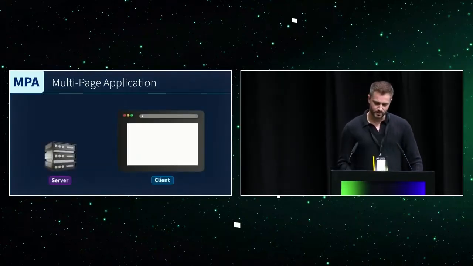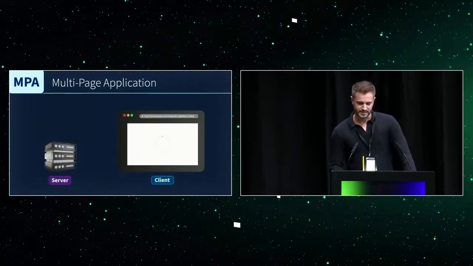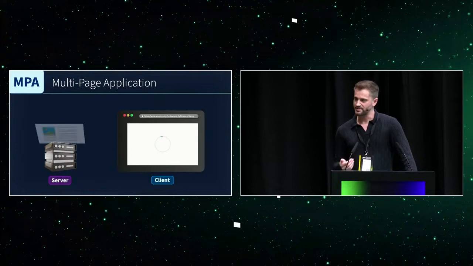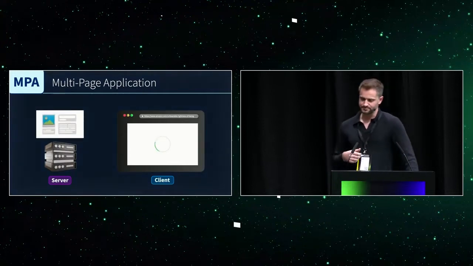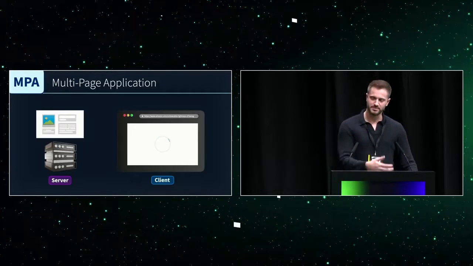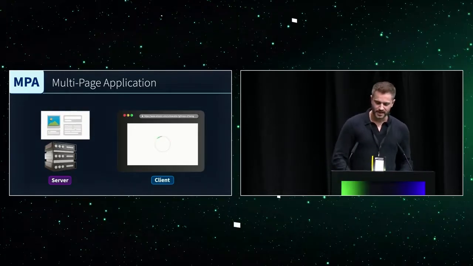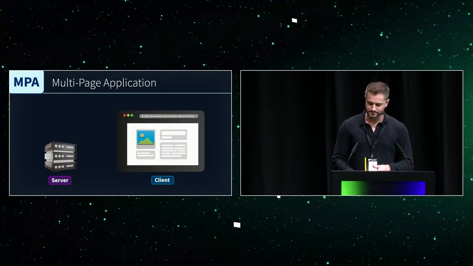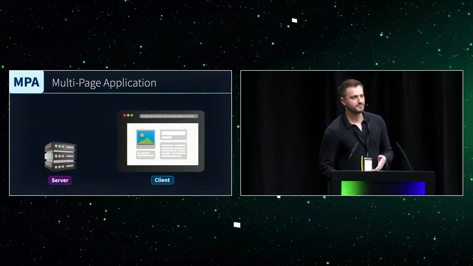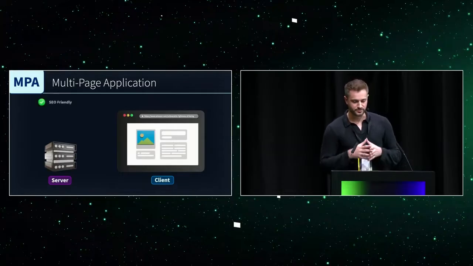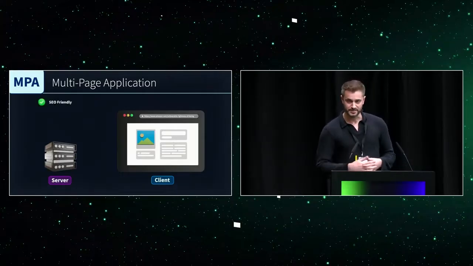With an MPA, when you're visiting a page, that means that you're essentially requesting that page from the server. The server is going to go ahead and render that page on the fly. In the case of Amazon, it's going to take the title, description, image, etc., cook up that page, and then send it on back to the client. And because each page is rendered on the server, that means it can have its own metadata, which means it's going to be very nicely SEO friendly.